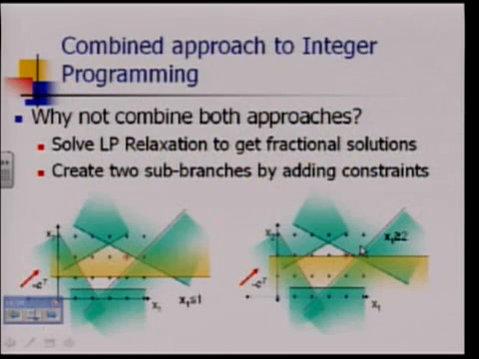Why? For instance, you can always combine the idea of linear programming and integer programming. Meaning what? First, if you don't consider the integer constraint, you can always solve the linear programming problem, right? And then your solution can be fractional, meaning that your solution will not be integer. And then you take the integer constraint into account.